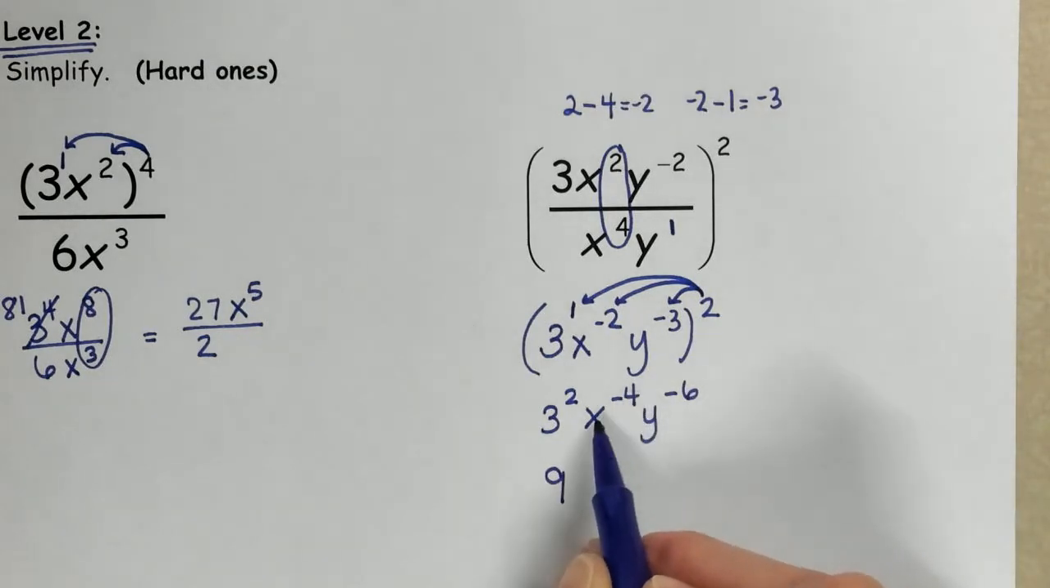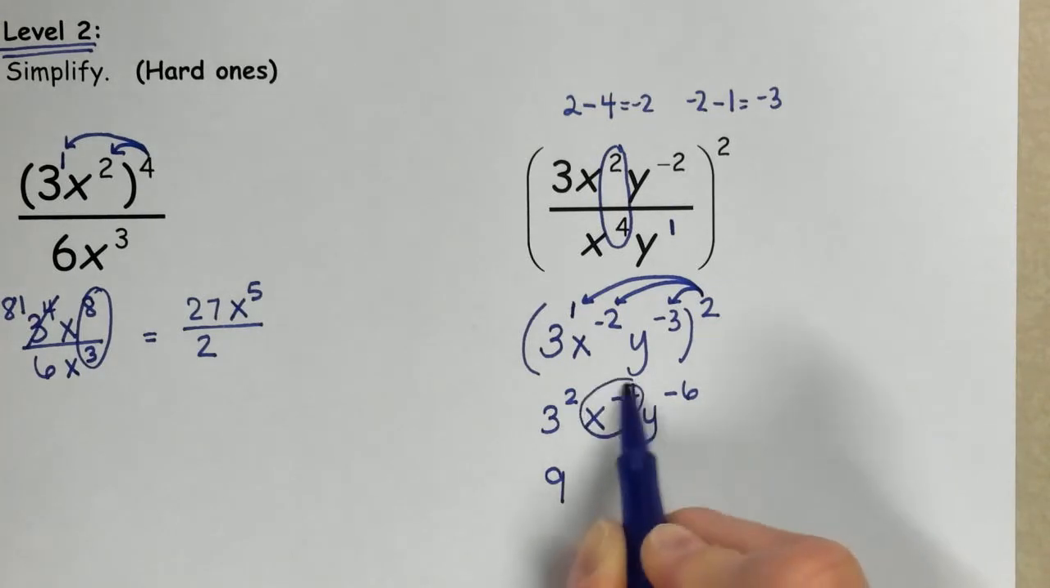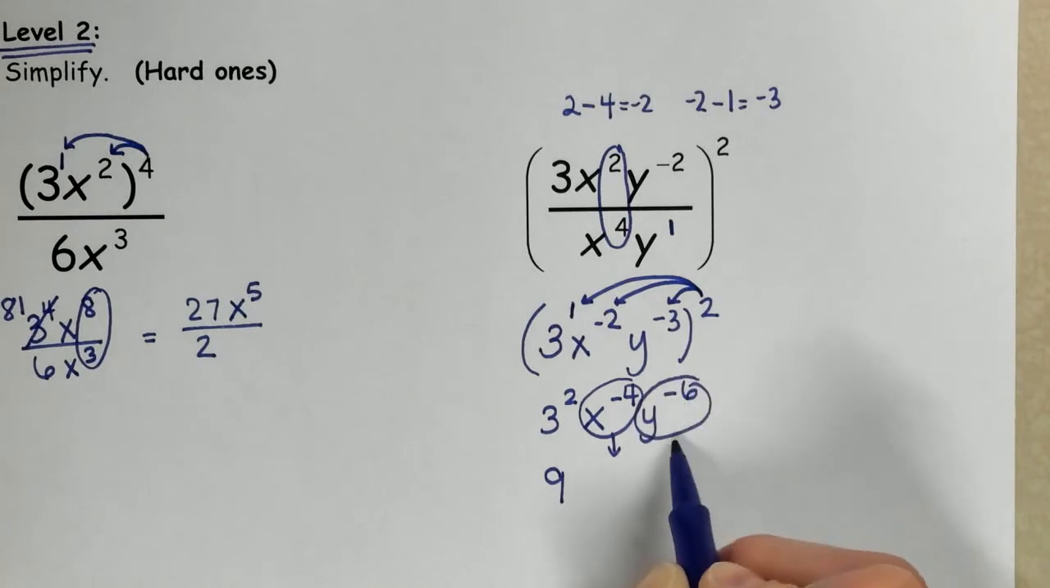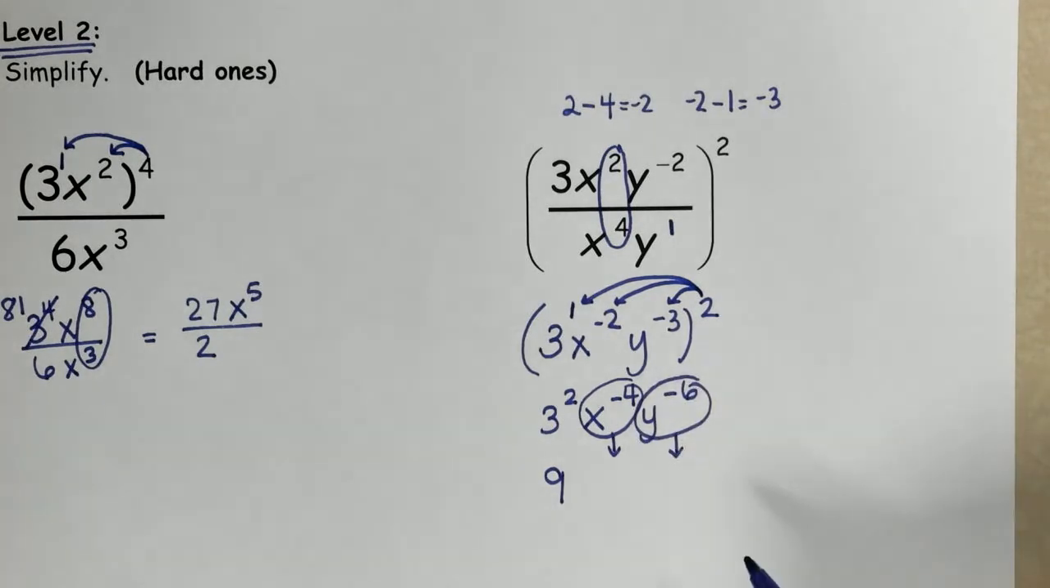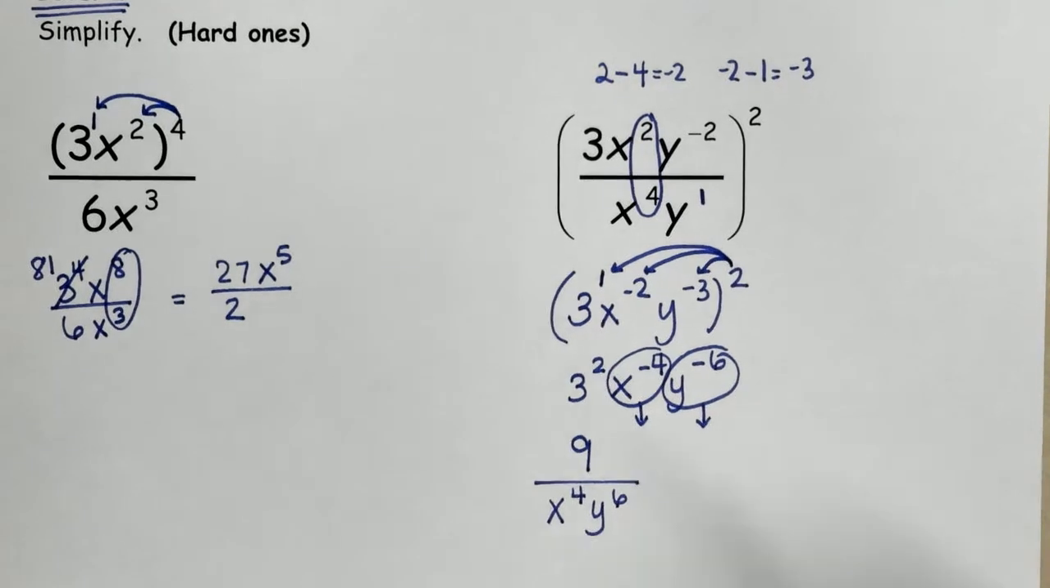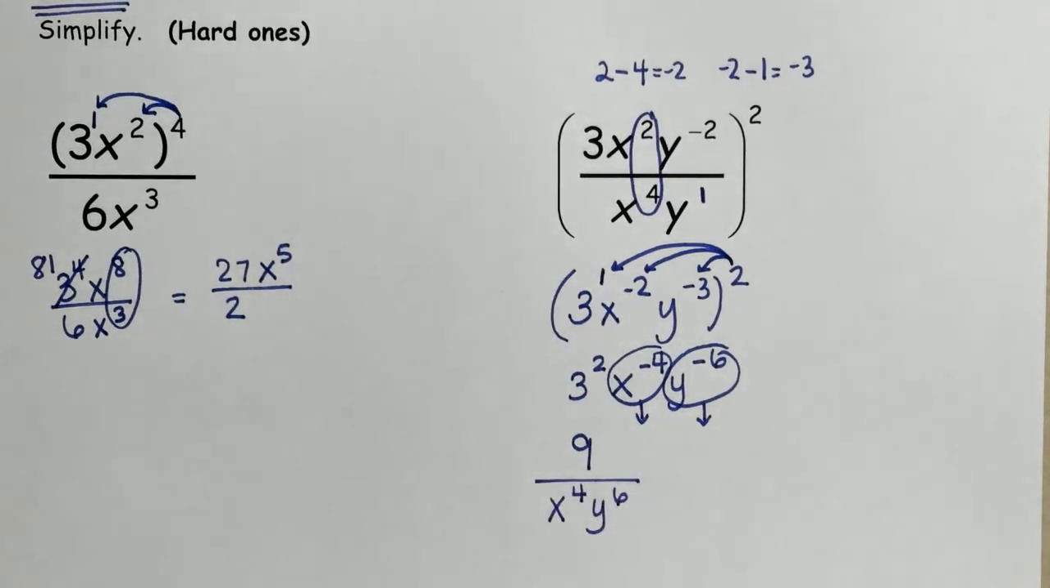The negative exponent on the x tells me the x's are not happy where they are. They would like to move down. And same story with the y's. Negative exponent tells me they're not happy beside the 9 either. They'd like to move down. So we're going to end up with x to the 4th and y to the 6th in our denominator, and only our 9 left in our numerator because it's the only thing that had a positive exponent on it.